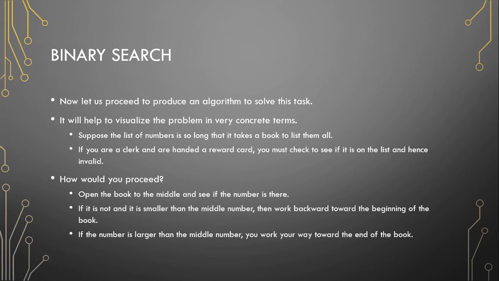Well, if you're the clerk, you're probably going to open the book somewhere in the middle, or maybe at the beginning or wherever, but maybe in the middle, and you're going to check to see if the number's there. Because remember, it's all smallest to largest, so if it is not in the middle, and it's smaller than it, we're going to go backward in the book. If it's larger than the middle, we're going to work towards the end of the book.